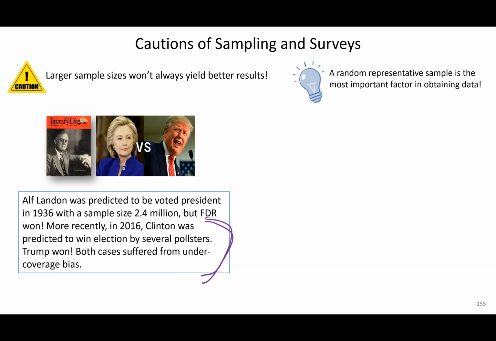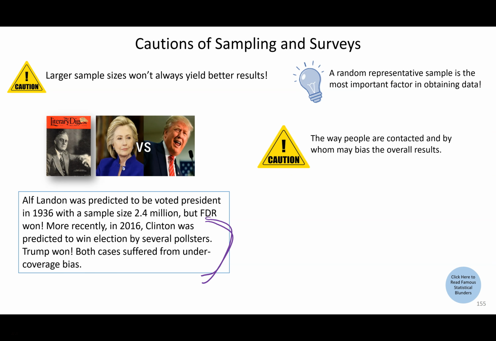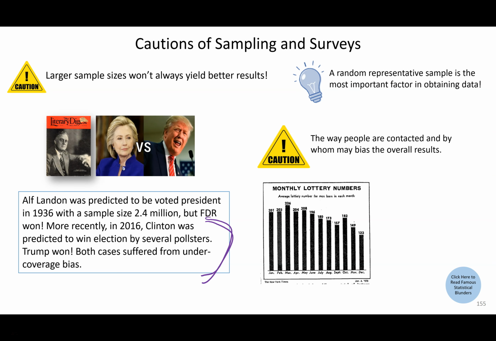So it does require some knowledge about the population. Some cautions: the way you contact people and by whom absolutely can affect the bias. Think of a survey given by a police officer. You're absolutely going to get different results than if I gave the same survey.